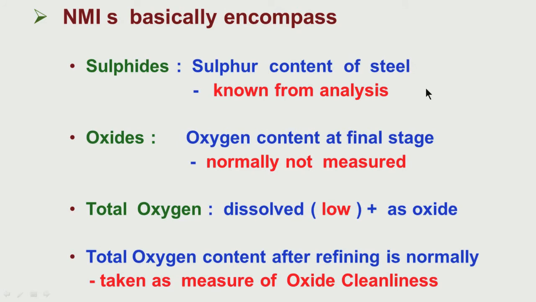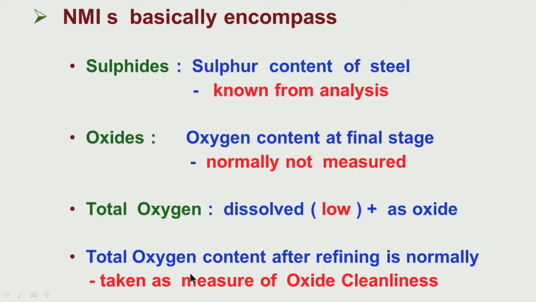As I have told, the NMIs are basically of two types, oxides and sulfides. How much sulfide is present, we can know from the sulfur content in steel, but normally we do not measure total oxygen in steel. But we should measure total oxygen in a good quality steel. We can then also know how much oxygen is present as oxides. That gives an indication of the oxide cleanliness in steel.